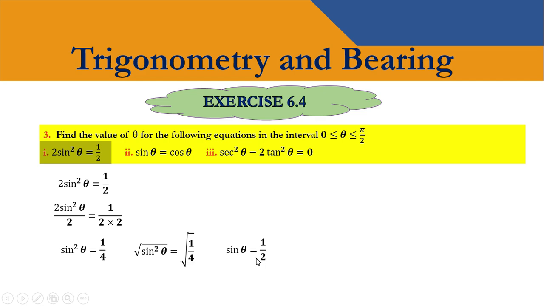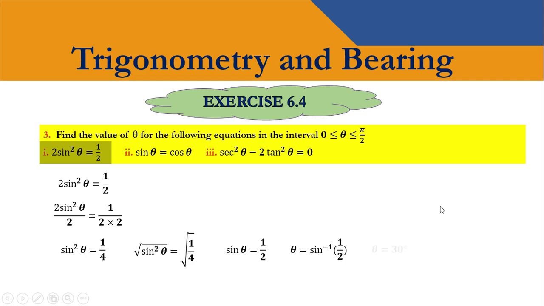As in exercise 6.1, we constructed the table of trigonometric angles in which sin theta equals 1 over 2. We can see from the table for which angle the value of sin theta equals 1 by 2, or we can use the calculator. How can we use the calculator? We write 1 by 2 and press the sine inverse function.